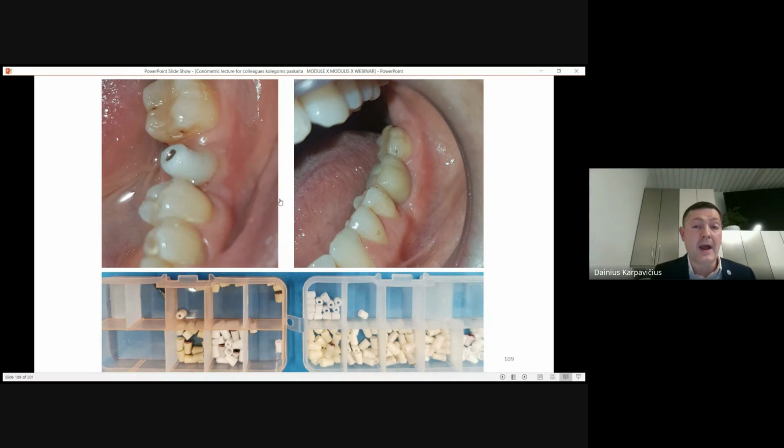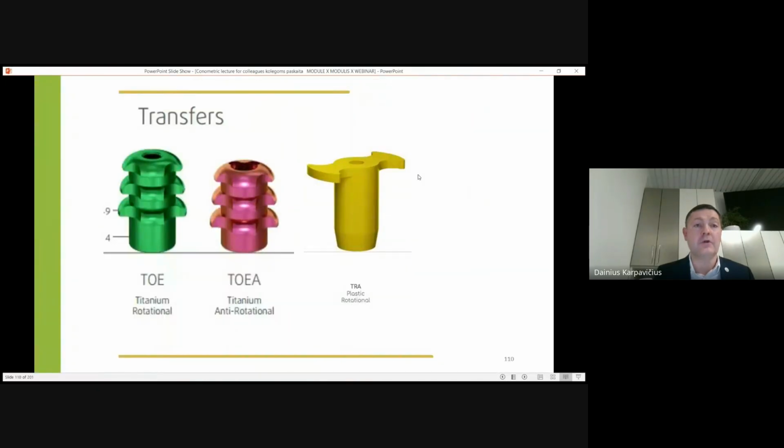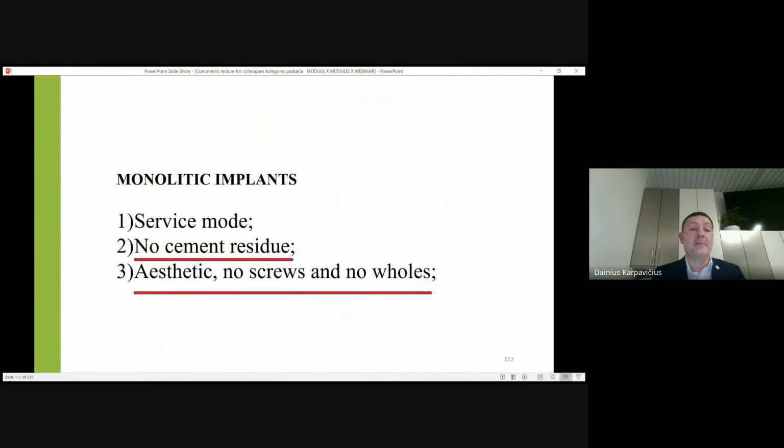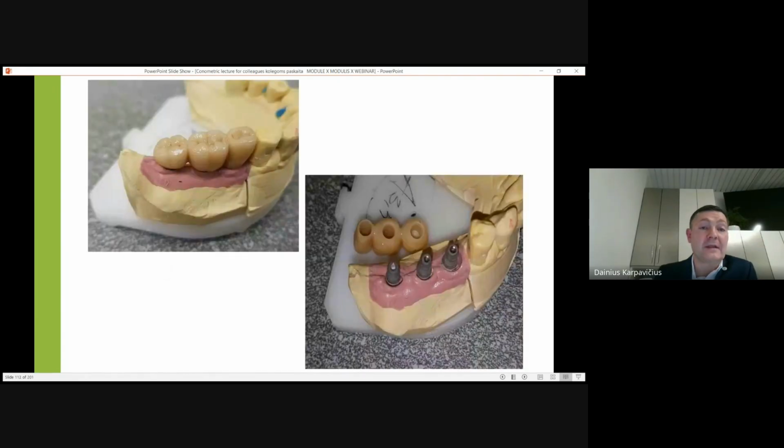This is a smaller area. We might have had a bit atrophic bone, and we have chosen a monolithic implant, and here is a crown seated on the single monolithic abutment. So we have transfers, we have analogs for this kind of implants, and a couple of clinical situations for the end of the lecture regarding the cement residues, regarding the aesthetic. Take a look, our also old cases.